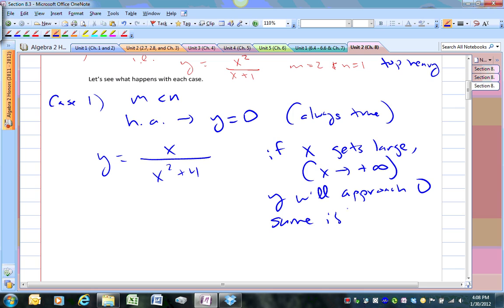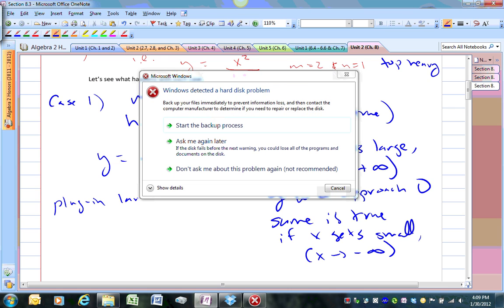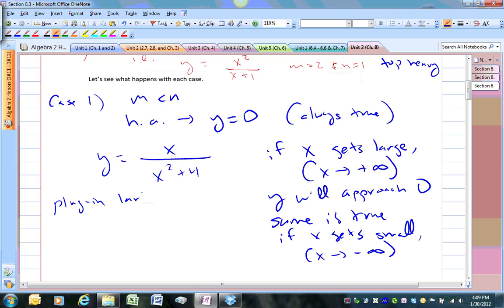The same is true if x gets small, meaning x is approaching negative infinity. The same thing will happen. So again, if you plug in large x values or small x values, y approaches 0.